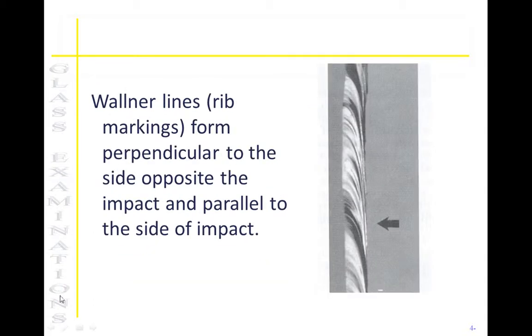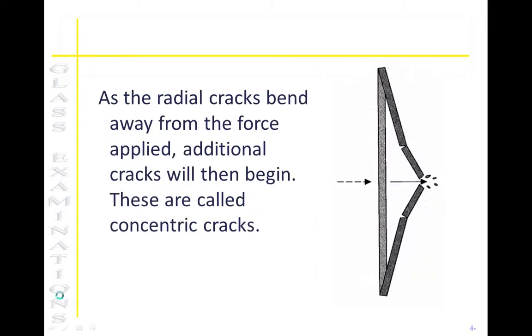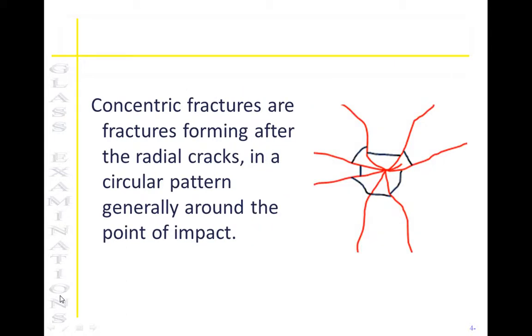These Wallner lines or rib marks are formed while that glass is actually fracturing. And they're also going to continue to form as that glass continues to break. As it continues to break, there's also going to be concentric fractures that are formed. And these concentric fractures are going to form in more of a circular pattern around that point of impact. So on this example, it's going to be the black lines that are your concentric fractures, and the red lines are once again the radial fractures.